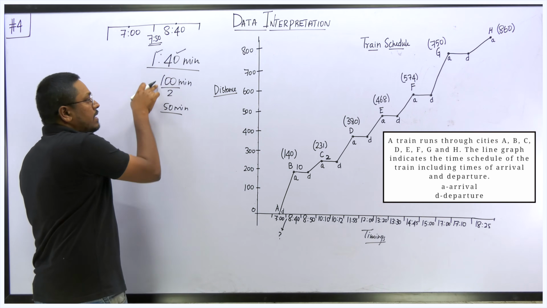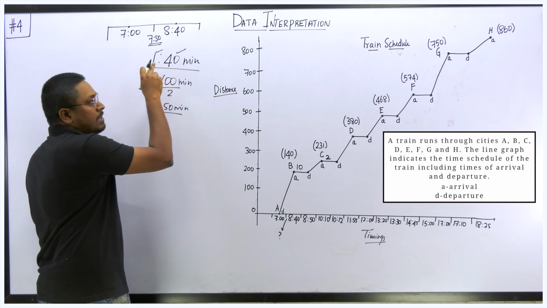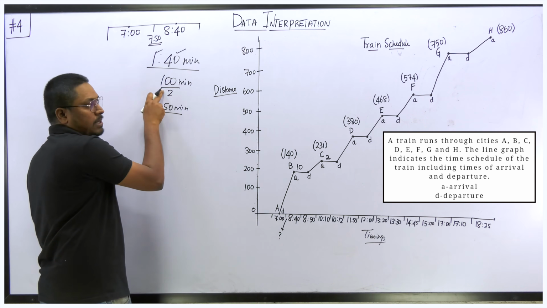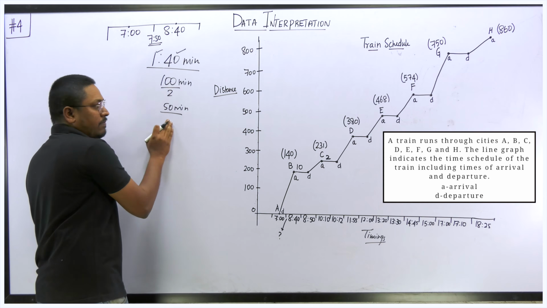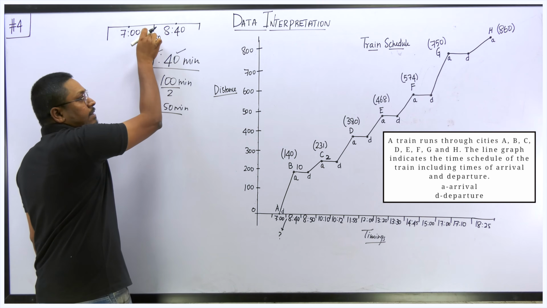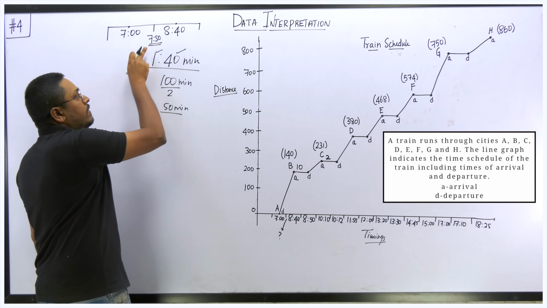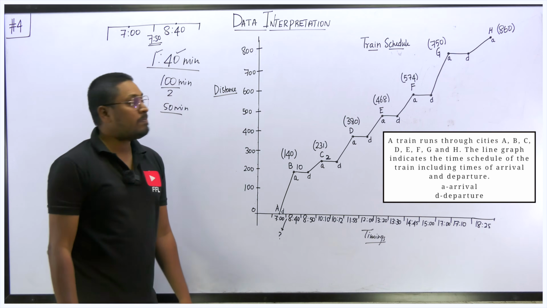I have converted it completely into minutes. 1 hour is 60 minutes, plus an additional 40 minutes, so 60 plus 40 is 100 minutes. 100 divided by 2 is 50 minutes. 50 minutes will be this line. So 7 plus 50 minutes is 7:50. So this will be 7:50, right?